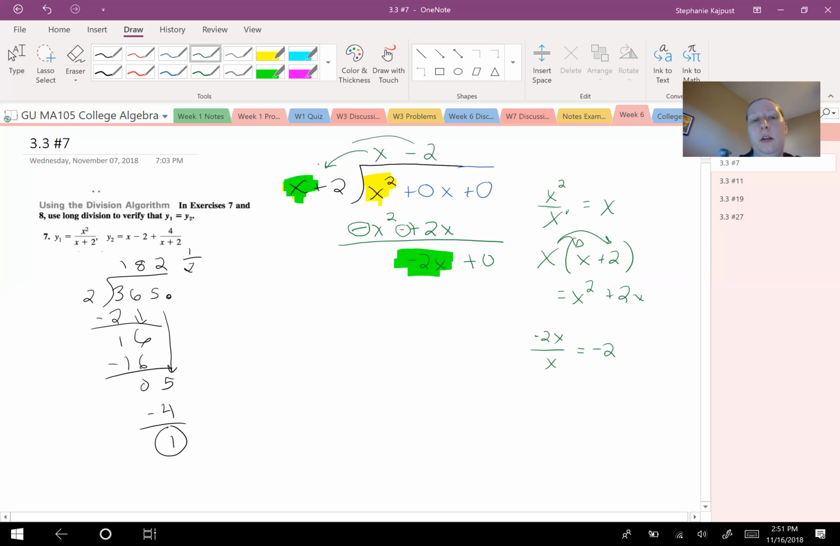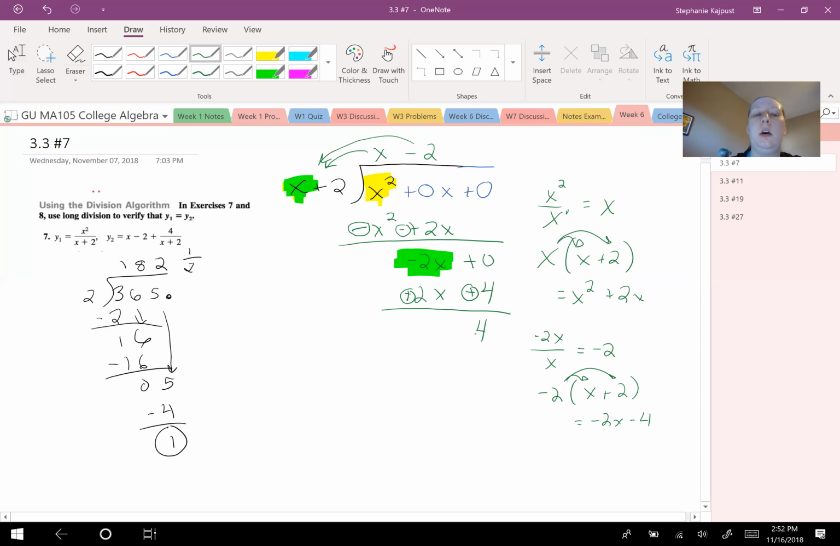And now I need to distribute, and this time I'm distributing the negative 2. So negative 2 times x plus 2. Negative 2 times x is negative 2x. Negative 2 times 2 is negative 4. So I'm going to write that underneath. Negative 2x minus 4. Draw the line, change the signs. So this is where all the negatives become positive, and then combine them. So negative 2x plus 2x is 0. 0 plus 4 is 4.